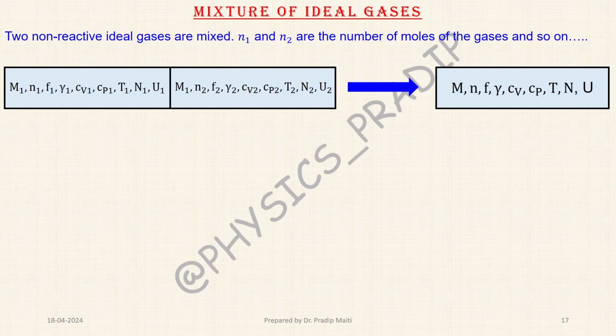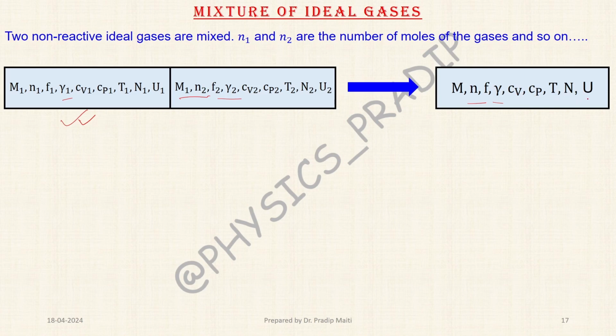Now the mixture of gas molecules. If two non-reactive ideal gases are mixed, consider the first gas: it has mass m1, number of moles n1, degrees of freedom f1, specific heat ratio gamma 1, etc. And for the second gas, these are the variables for the second gas. After mixing they have values of mass m, number of moles n, f the total degrees of freedom, and gamma the specific heat ratio.